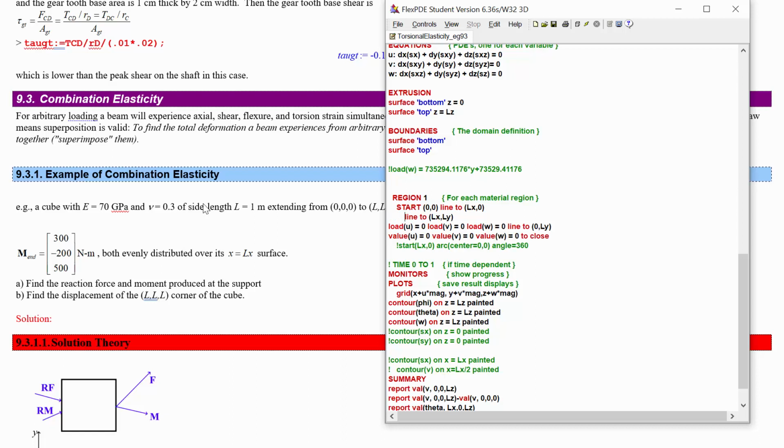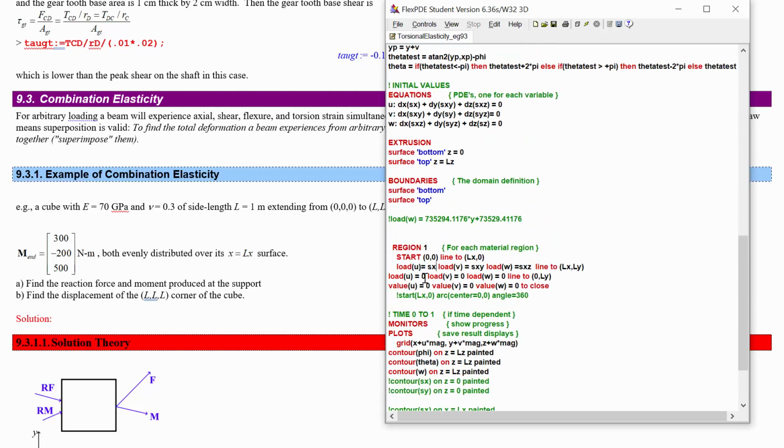Let's just write out what is going to be happening on the load on this surface. So load in the U direction on the x equals Lx surface is going to be Sx, the x-directed stress. The load in the V direction would be the xy shear stress. And the load in the W direction would be the xz shear stress. Now these are the names of the arbitrary shear stress that we're using inside our program, so we can't actually use these names.